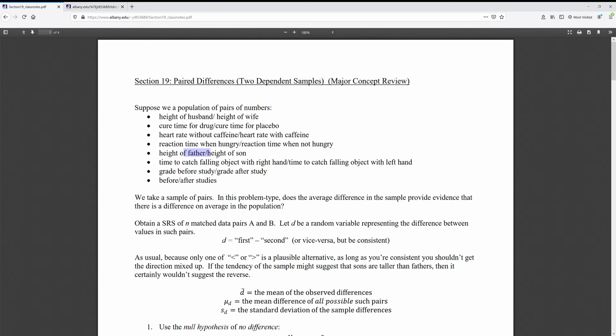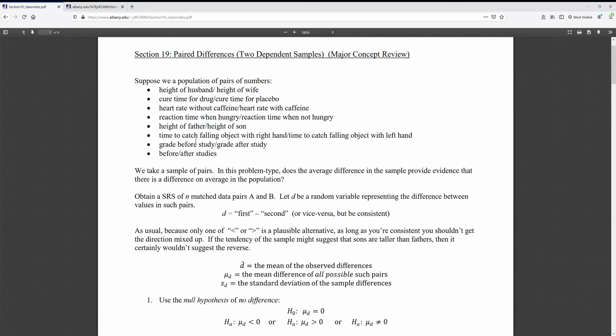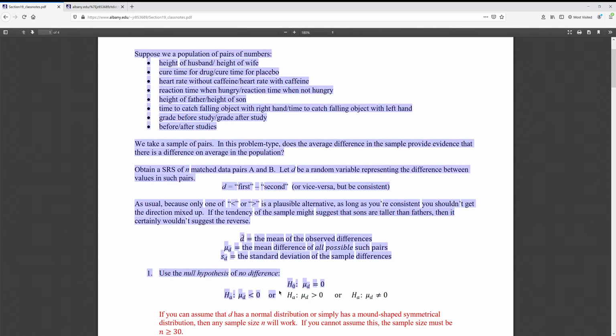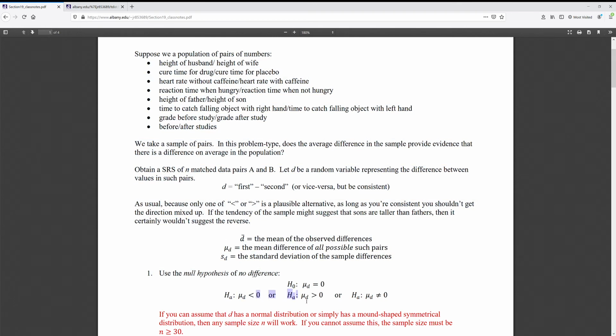If the sample could plausibly suggest that fathers tend to be shorter than sons, then the sample certainly doesn't suggest the reverse. As always, the trend is going one way or the other. That's not the question. The question is whether the direction matters. And as always, you make the call whether it's a one-sided alternative, only one of these is plausible in any problem, or a two-sided alternative from the grammar of the question.